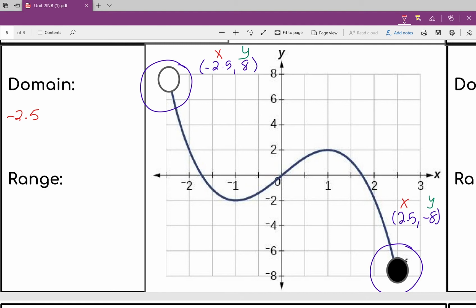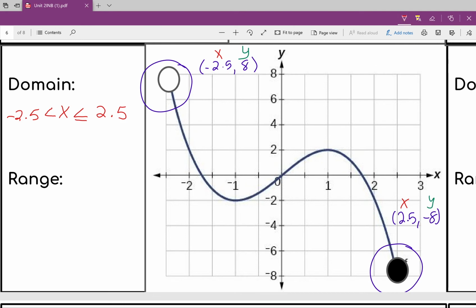Since that -2.5 is on an open dot, that is going to be less than. Since we're dealing with domain, it's going to be x. And since the other one is a closed dot, it's going to be less than or equal to, and then that x value, which is 2.5. So that's our domain. Remember, it went small to big.